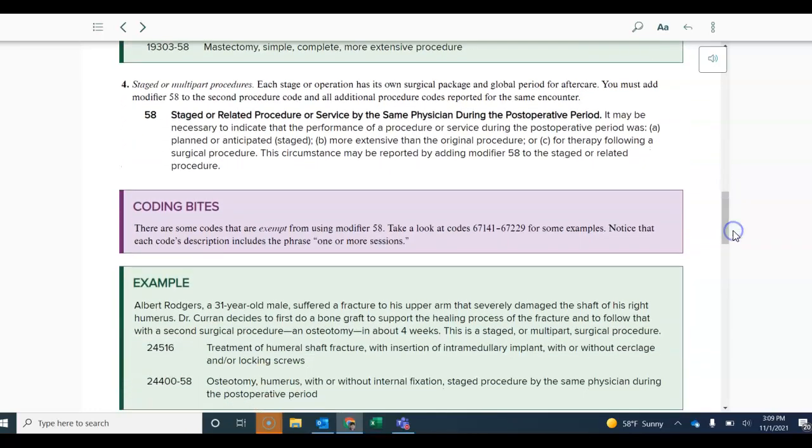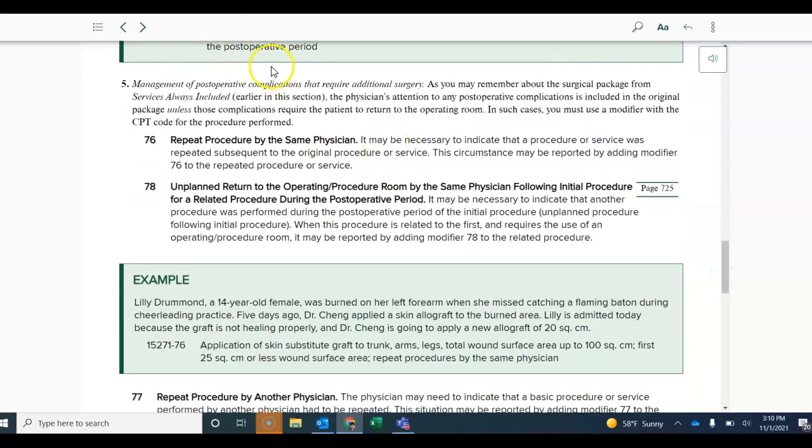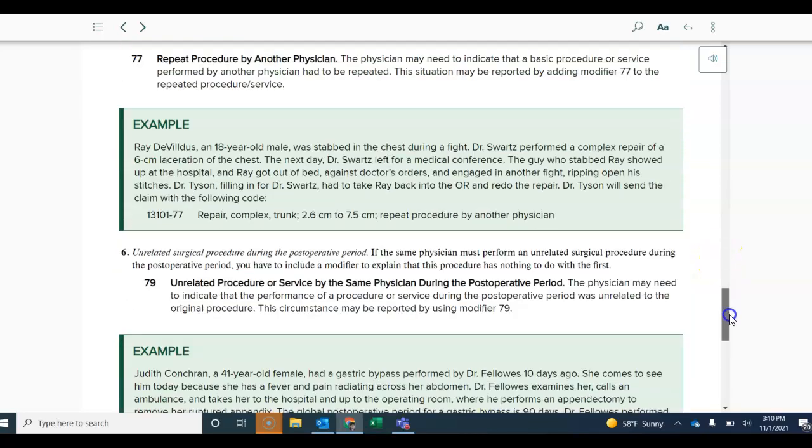Okay. Also, you might have some things that are what we call staged, where they know they're going to take them back to the OR for a second visit. Okay, and that's planned up front. And then any kind of post-op complications. So if there's complications, infection, anything like that, they have to take them back to the OR. That's not covered under the original code, so there's additional billing there.